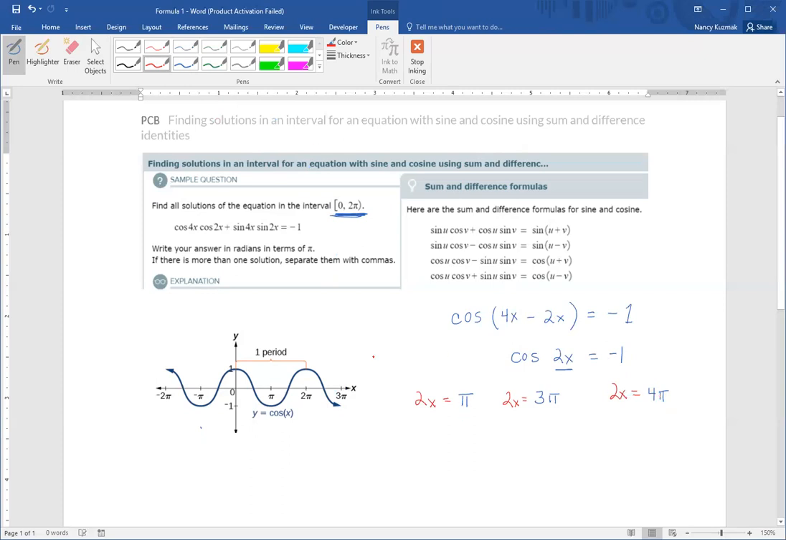Now let's see, my solution here, x, would equal pi over 2. And that is within 0 and 2 pi. In this one, my x would be equal to 3 pi over 2. And that's still in my realm. Here, my x would equal 2 pi. But notice how this is an open interval, which means up to, but not including. So my two answers would be pi over 2, comma, 3 pi over 2.